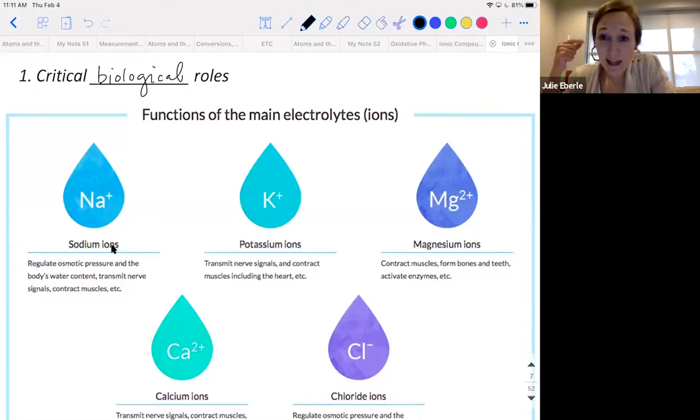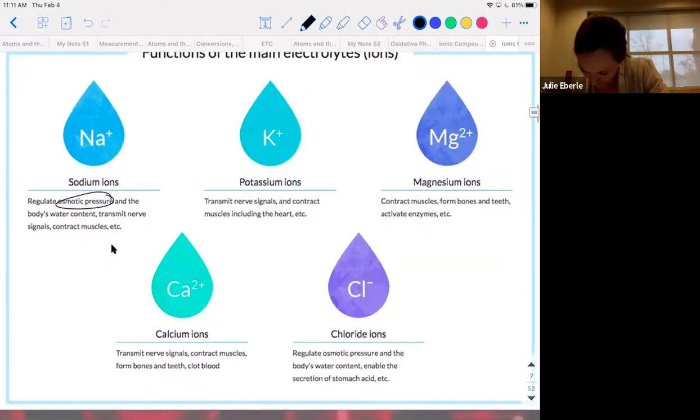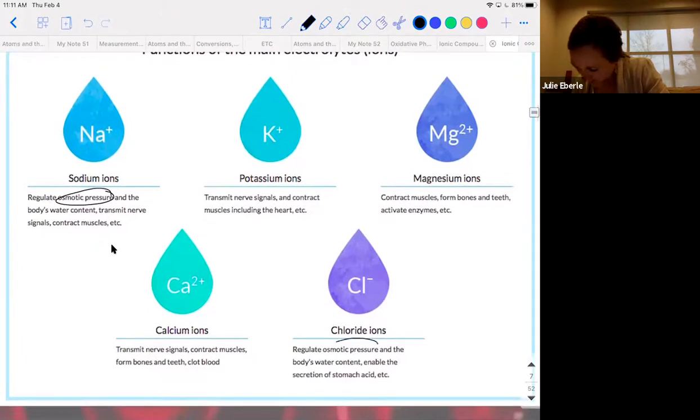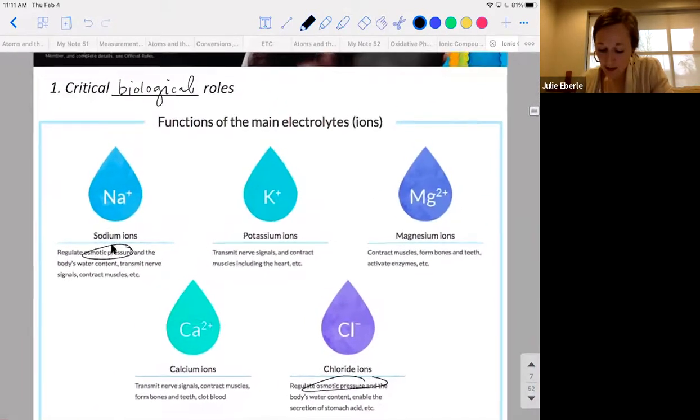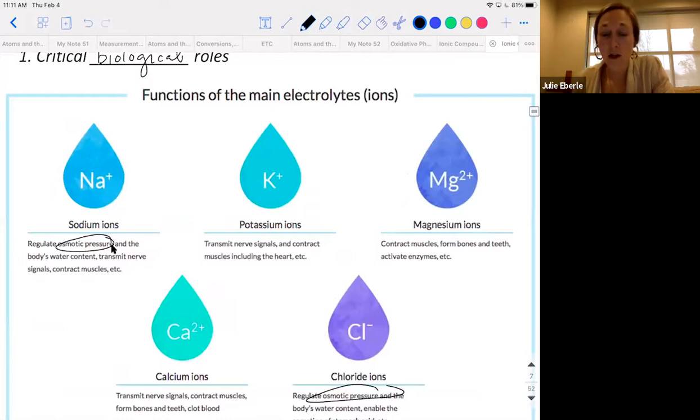But mainly they help with nerve transmission. Our nervous system is constantly firing, okay? And ions are important for that. They help regulate your body's water content. Okay, they're important for that. You'll read that on several. Osmotic pressure, regulate osmotic pressure, okay? And then muscle contraction. A lot of them are involved with your muscles contracting, okay?